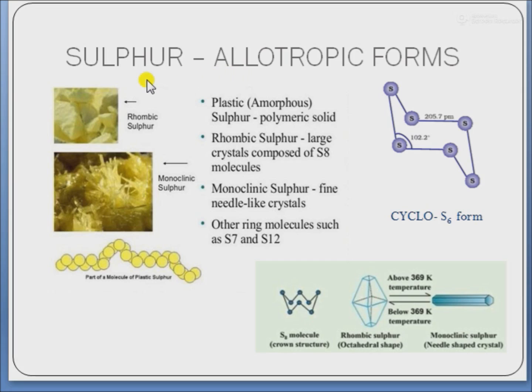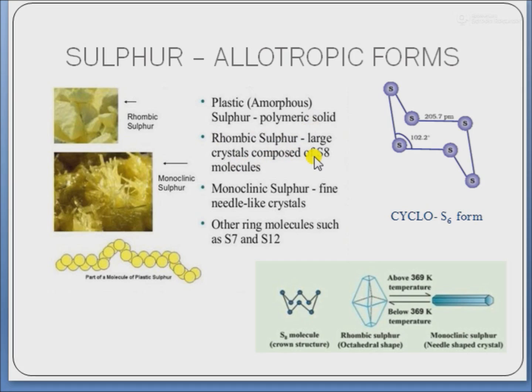Similarly, sulfur exists in more than 30 allotropic forms, and some of the common allotropic forms are plastic sulfur or amorphous sulfur, rhombic sulfur, monoclinic sulfur, S6 form, cyclohexyl form, etc. First of all, we will discuss rhombic sulfur. Rhombic sulfur has large crystals composed of S8 molecules.